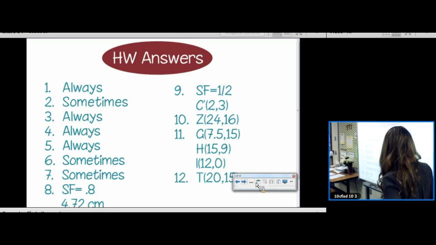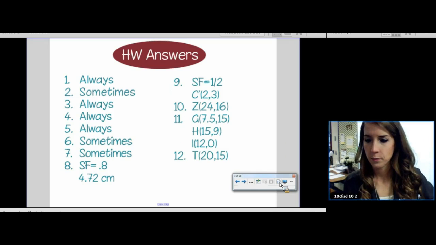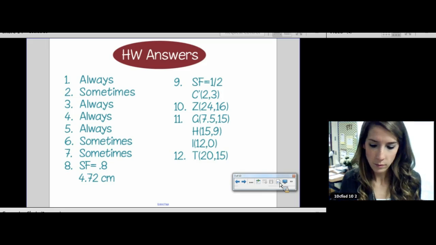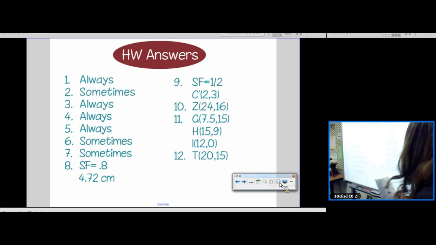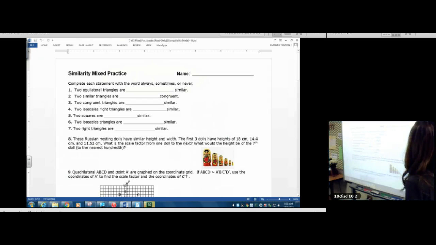Homework answers. It was like a little half sheet of homework, or maybe yours was a full sheet with no back. All right, let's see how far we can get. I was asked to do 9 through 12.